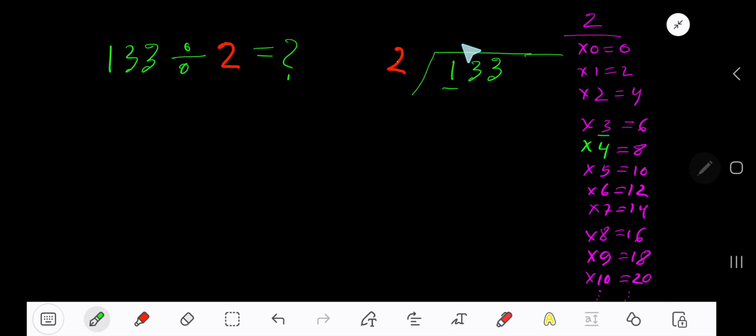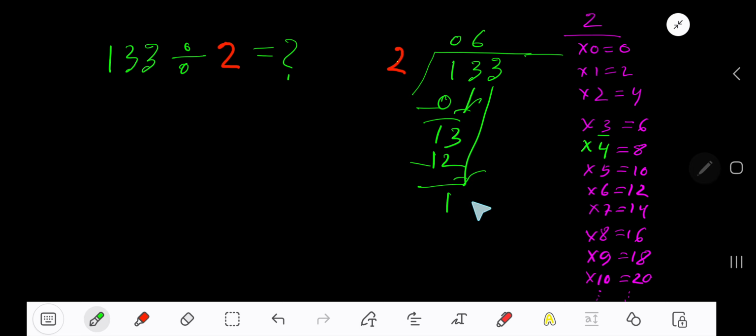2 goes into 1 how many times? 0 times. 0 times 2 is 0. Subtract 1. Bring down the next digit. 2 goes into 13 how many times? 7 times is 14, which is greater, so 6 times. 6 times 2 is 12. Subtract 1. Bring down the next digit.